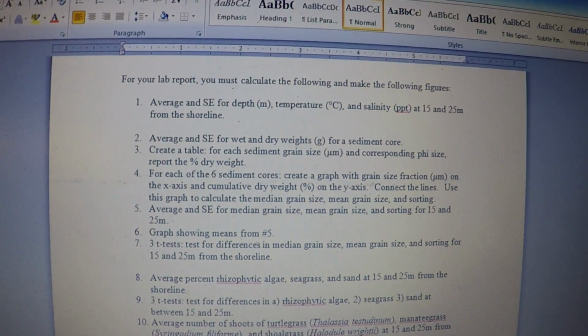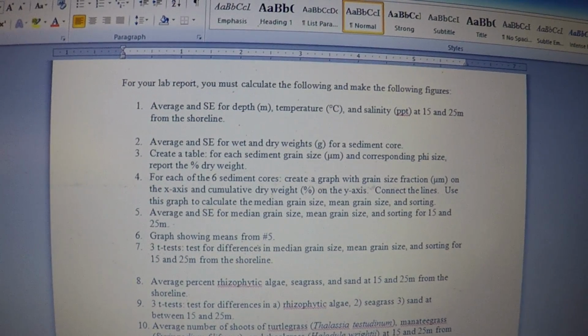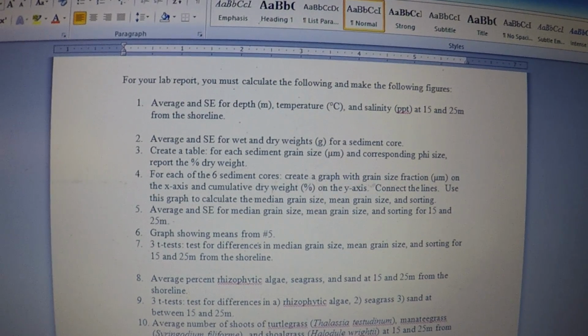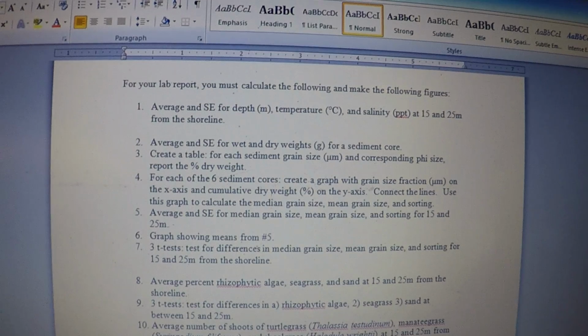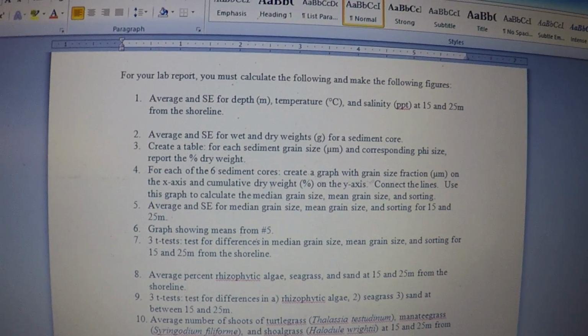Then, number 4, for each of the 6 sediment cores, create a graph with grain size fraction on the x-axis, cumulative dry weight on the y-axis, and connect the lines. It's going to be a cumulative dry weight graph curve. Use this graph to calculate the median grain size, the mean grain size, and sorting.